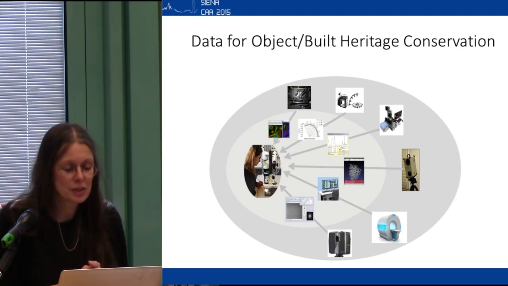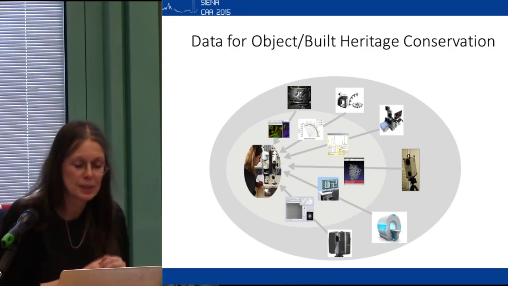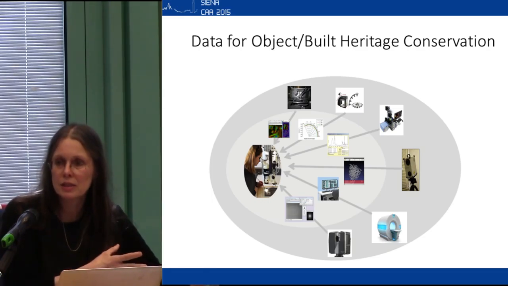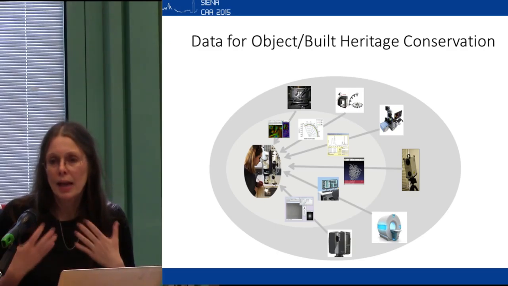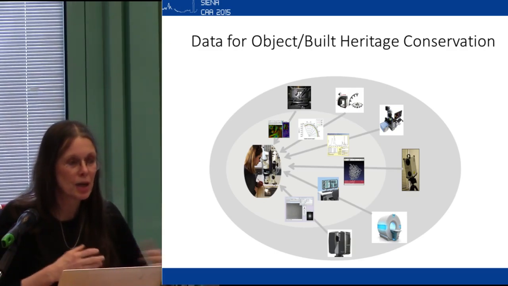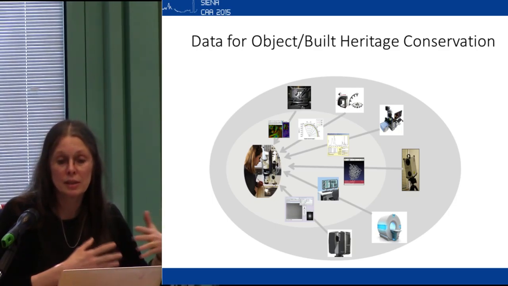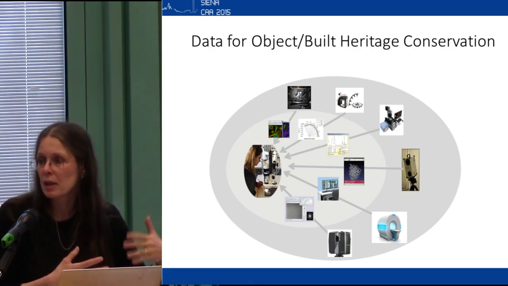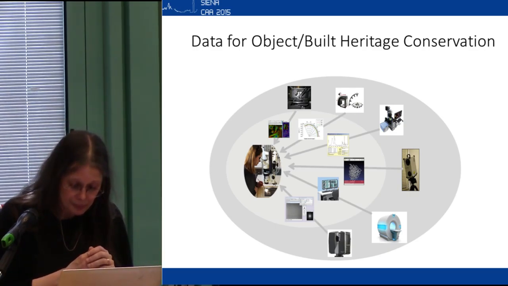My other project, which is relatively new, is this data for object and built heritage conservation, ranging from things like paintings in the museum to buildings. This is through the Yale Institute for the Preservation of Cultural Heritage, and this is a project I have with that staff. The previous project is with members of humanities departments, English and history at Yale.